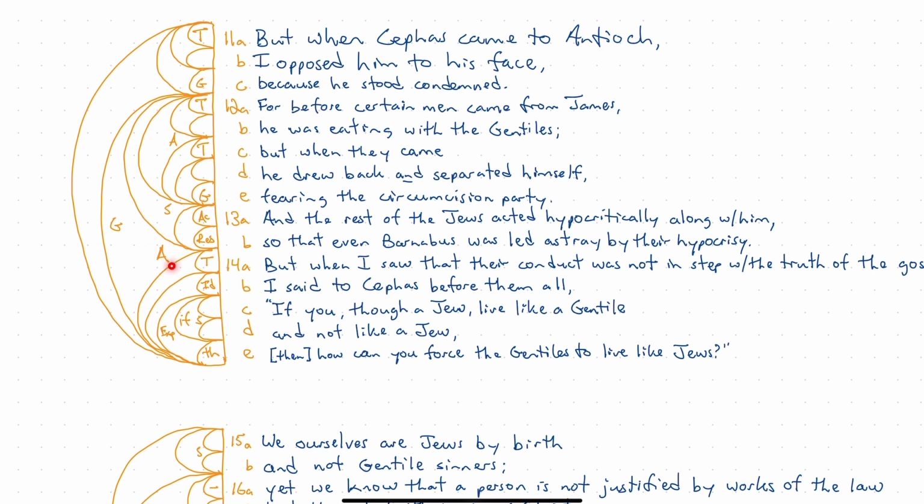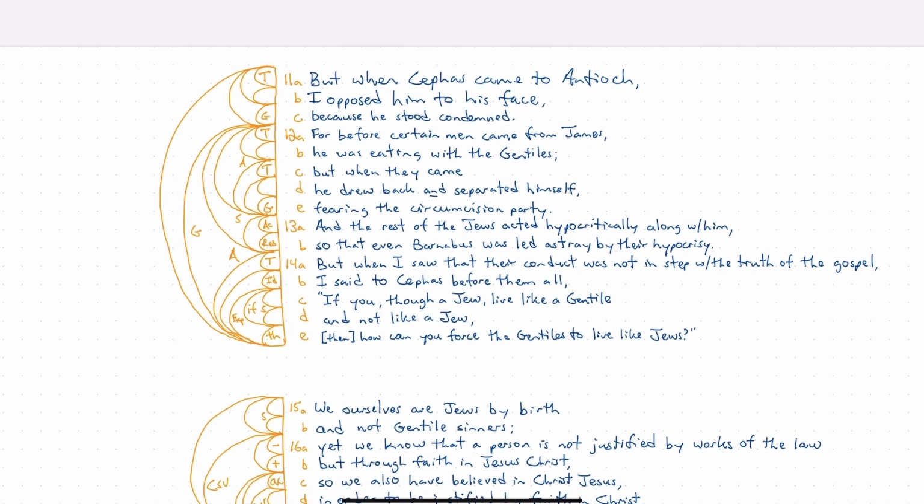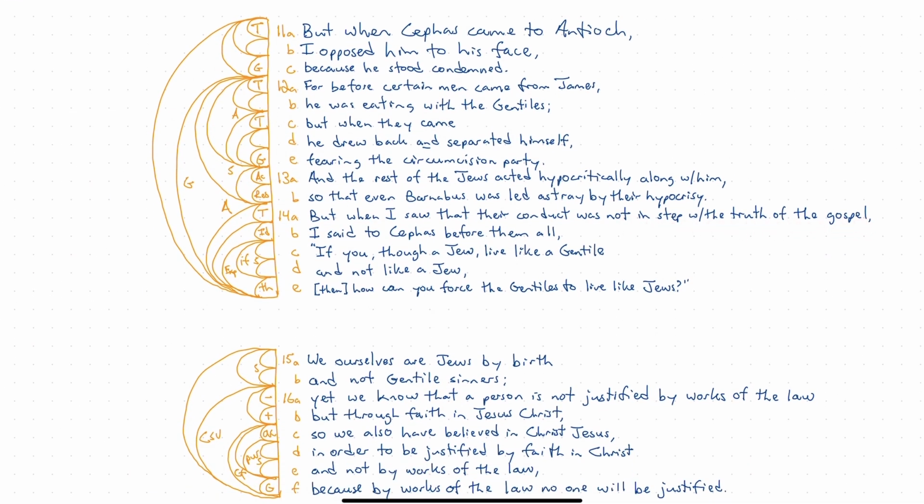However, that's set in alternative relationship to when Paul arrived. He saw that their conduct was not in step with the truth of the gospel. And when, at that time, when he saw that, then he shares an idea, and a further explanation is how I arced this, because he says, I said to Cephas, and then he gives the quote of what it is that he said. So I saw that as an idea and explanation. If you, though a Jew, live like a Gentile and not like a Jew, then, is implied right here, how can you force the Gentiles to live like Jews? That's the idea and the explanation there under this temporal relationship.